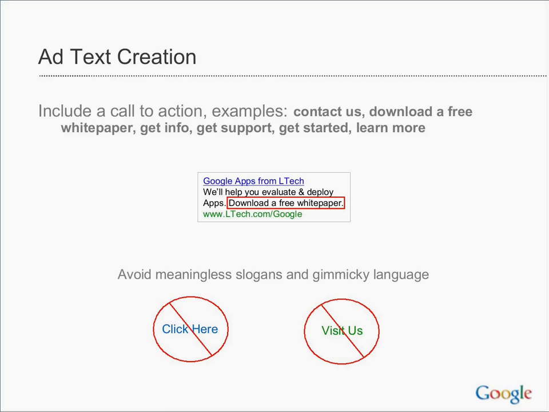So you can see here we have contact us, download a free white paper, get info, get support, get started, and learn more. Now again, this call to action should be telling a user what you want them to do once they reach your landing page. So for that reason, it's important to avoid meaningless and gimmicky slogans such as click here and visit us. This is not informing the customer what it is you want them to do once they reach your site.